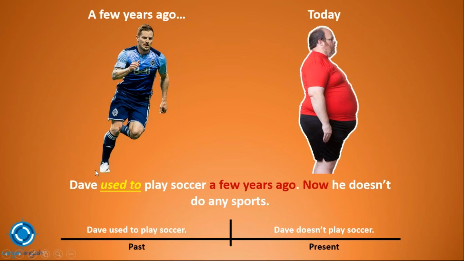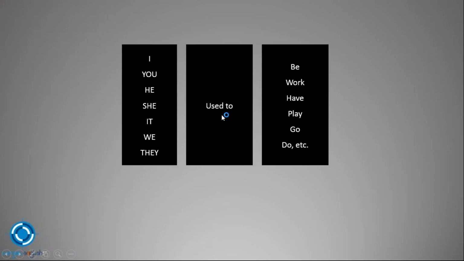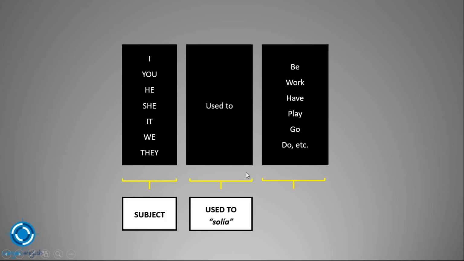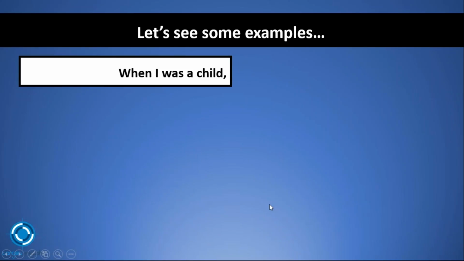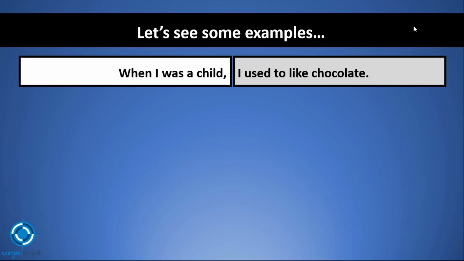Entonces el used to se utiliza para situaciones en las que se hacía algo y ya no se realiza, ya no se hace. Okay? And the structure is very simple. Subject, then used to, and then the verb in the base form. I used to work on Sundays, or he used to play tennis, or she used to go to the beach every week. So, for example, when I was a child, I could also use that.